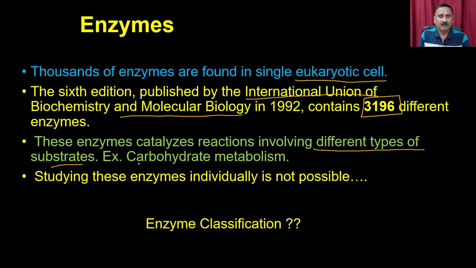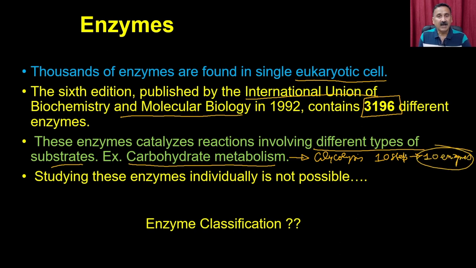For example, we have different types of enzymes present in carbohydrate metabolism. In glycolysis itself, we have 10 steps, and in these 10 steps, 10 different enzymes participate in catalyzing the different reactions, working with different types of substrates. Because the enzyme number is very high, and because they can utilize different types of substrates, it is very difficult to study these enzymes individually.